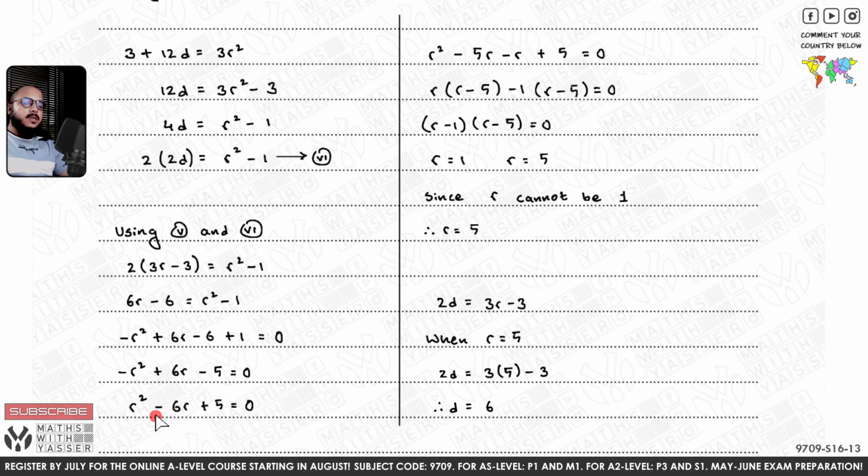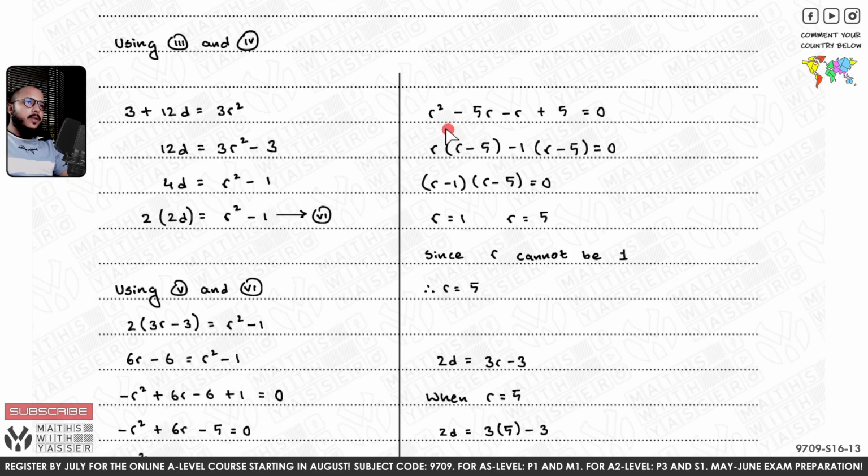Now if we do middle term break for this equation, we get r squared minus 5r minus r plus 5 equals 0. Taking r common, we get r minus 5. Taking negative 1 common, we get again r minus 5 equals 0. So the factors are r minus 1 and r minus 5 equals 0. That means r is equal to 1 and r is equal to 5. But we know that r cannot be 1. For a geometric progression to happen, r cannot be 1.